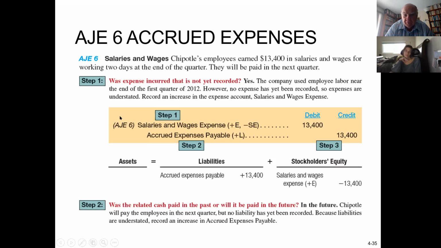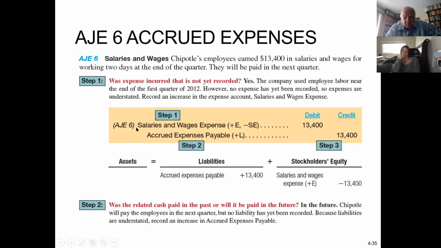So Chipotle's employees earned $13,400 for the last 2 days of the quarter. They worked on March 30th and March 31st, but they're not going to get paid for another couple weeks. But that $13,400 they earned on March 30th and the 31st is clearly a March expense and not an April expense. We have to record this $13,400 in the month where these people worked.